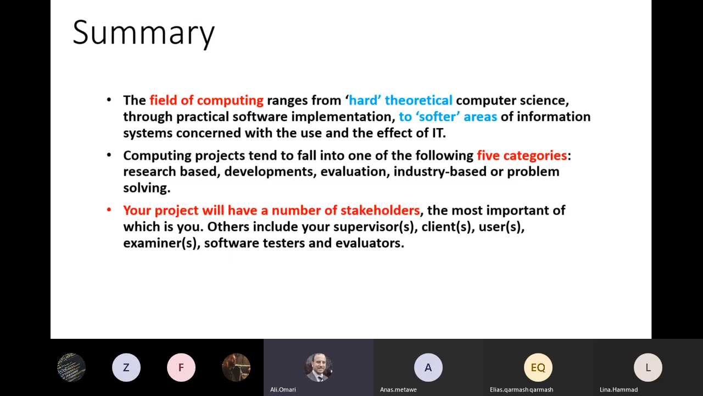The computer science area, the categories of computer projects, and identifying your stakeholders. And with that, we need to move to the other chapter. Hopefully.